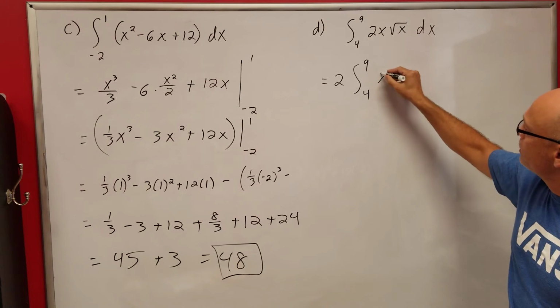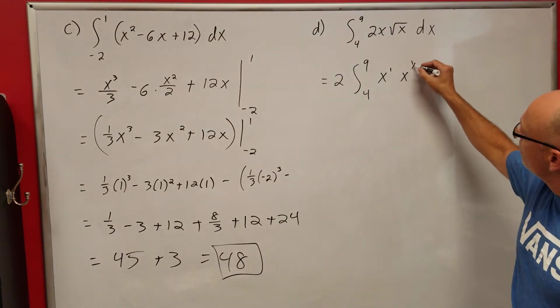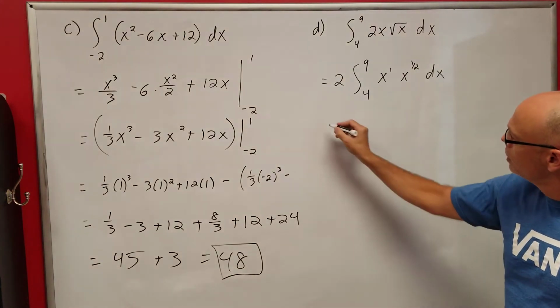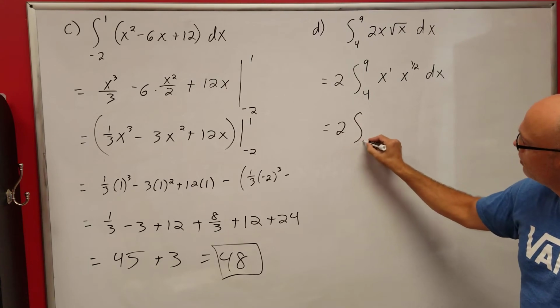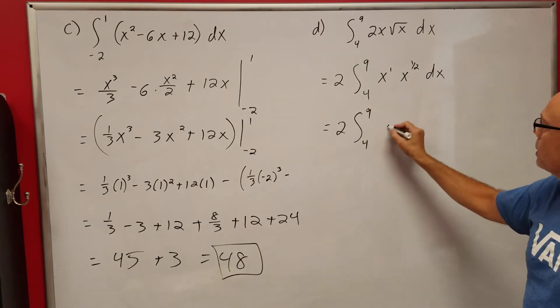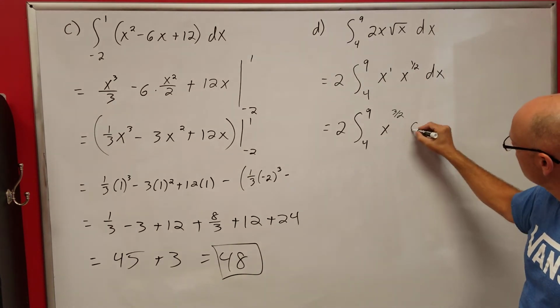Then this is x, so I could say x to the first. But what is this? This is x to the 1/2 dx. So we drop down our 2, drop down our integration symbol with the limits. Now if I multiply these, that's 1 plus 1/2, so what? 3/2 dx.